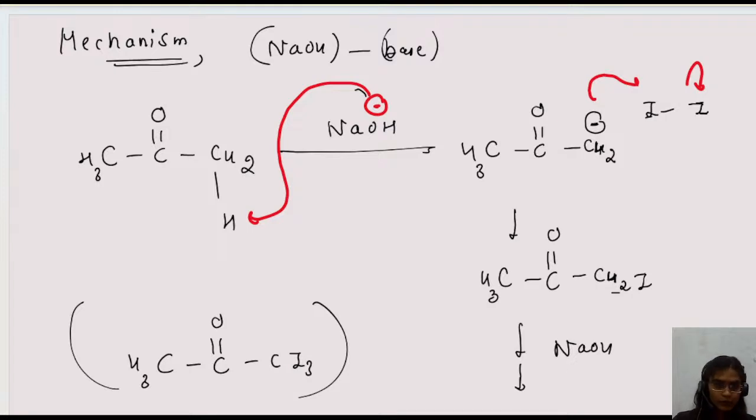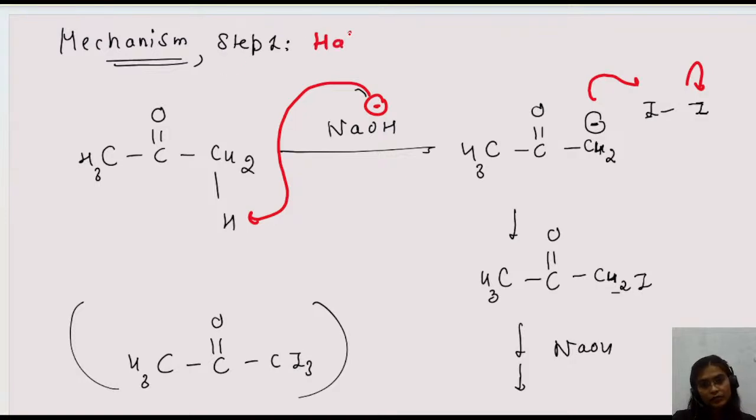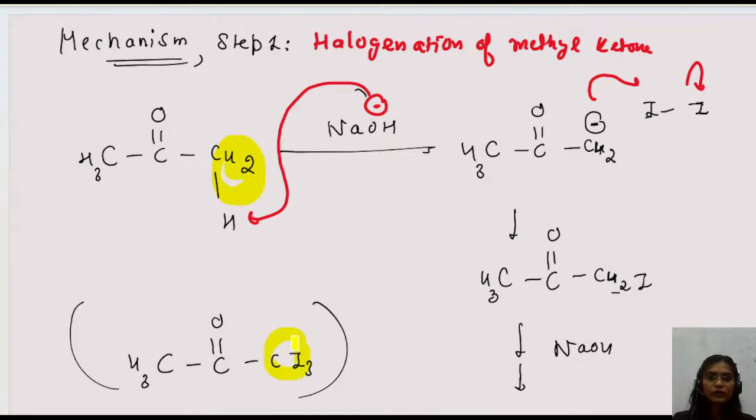Step number one, what is the name? Halogenation of methyl ketone. You are basically observing here that the methyl ketone, the CH3 group, is simply converted to the iodine part here. So it's a halogenation of the methyl ketone. It's step number one.